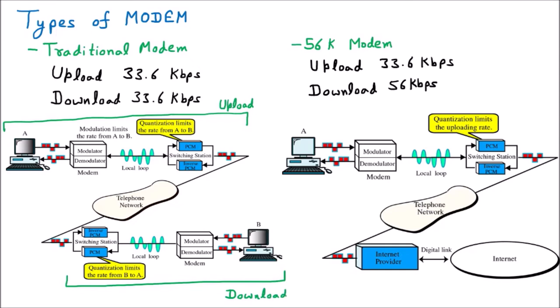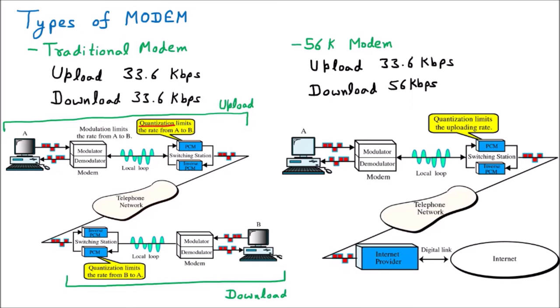Now, we know that the uploading speed and downloading speed in the traditional modem is 33.6 kbps, and we already know the reason for this limitation of speed. The speed limitation is because of the quantization that we have already discussed. Quantization means whenever we have a large set of data and it is divided into small sets, it is called quantization. And there are two parts: one is PCM and another is inverse PCM. PCM stands for converting analog to digital, and inverse PCM means converting digital to analog.